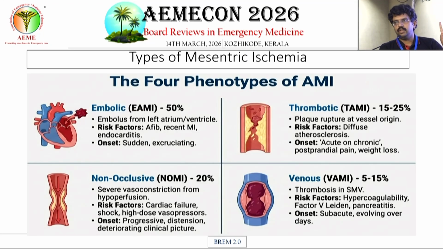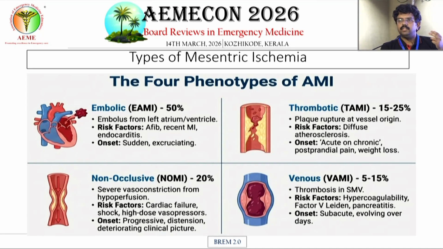Four types. First one is embolic. This is the most common because many of them may be having atrial fibrillation which is undiagnosed, or sometimes there can be a recent MI, endocarditis. Such subset patients present with sudden abdominal pain with vomiting.